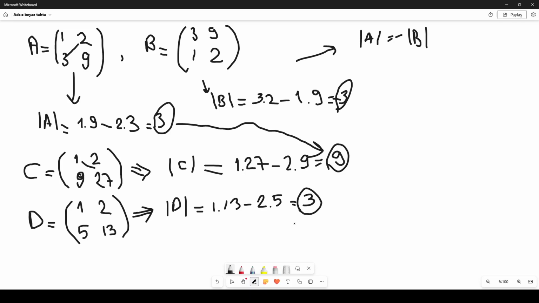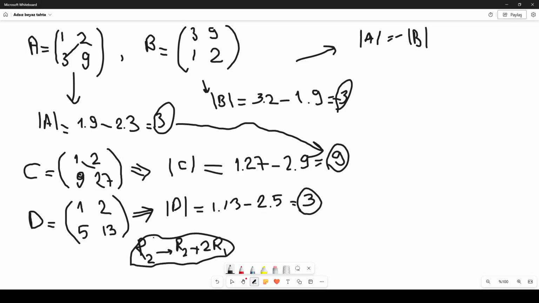But what is the difference between the matrix A and D? What I have done in matrix D is replace the second row of matrix A by second row plus 2 times first row. So I performed the third elementary row operation. In other words, to obtain the matrix D, I performed the third elementary row operation on matrix A.